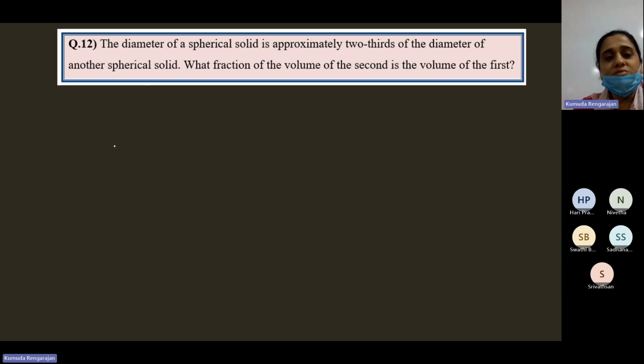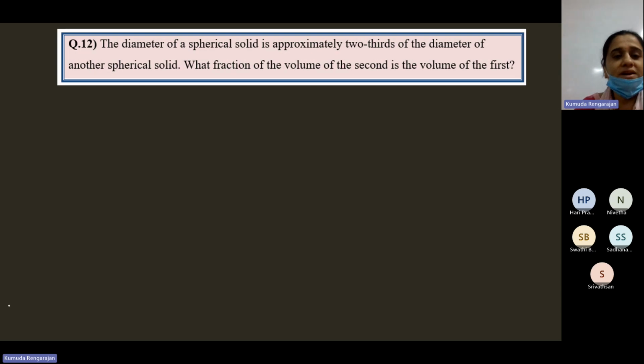The diameter of a spherical solid is approximately 2/3 of the diameter of another spherical solid. What fraction of the volume of the second is the volume of the first? Similar to what we saw today, exercise 13.8. We had to find what fraction of the volume of the earth is the volume of the moon, correct? Yeah, similar question.